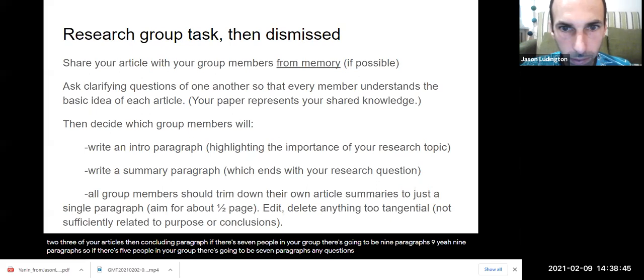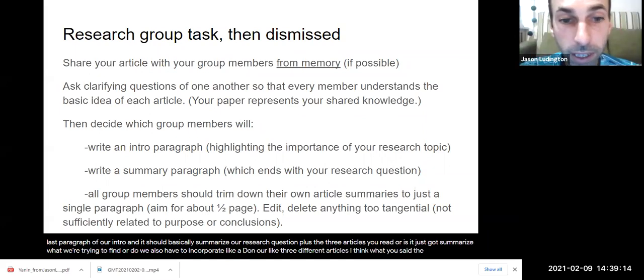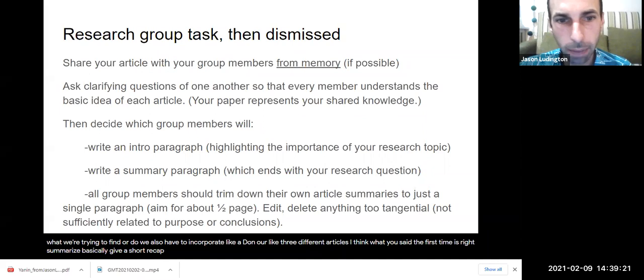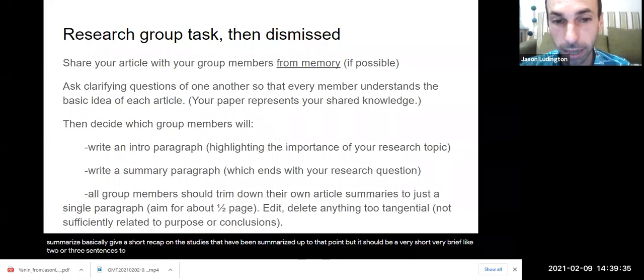I think I have a question about the last paragraph. So for the summary paragraph, it'll be the last paragraph of our intro, and it should basically summarize our research question plus the 3 articles we read. Or is it just going to summarize what we're trying to find? Or do we also have to add on our 3 different articles? I think what you said the first time is right. Basically give a short recap on the studies that have been summarized up to that point. But it should be very brief, like 2 or 3 sentences to summarize all of what came before.